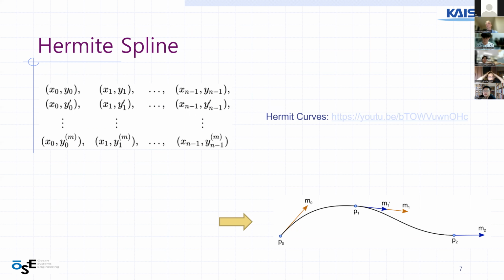Okay, this is the Hermite spline. The Hermite spline's basic idea is using 2 points and their slopes, 2 points and 2 slopes. And if you choose a specific number, like n, you can interpolate the lines between the 2 points. So as you can see in the right picture, there are 2 points P0 and P2, and the slopes M0 and M2 are given, and you can interpolate P1 and M1 using the Hermite spline.